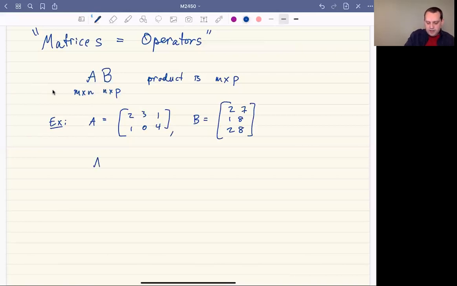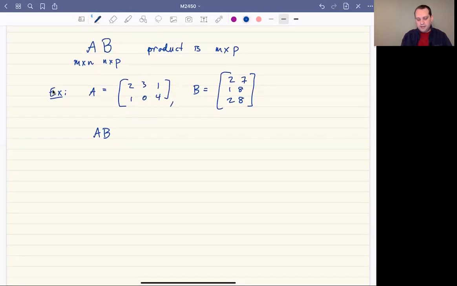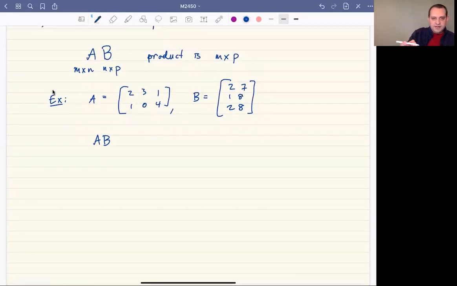And I want to compute A times B and then B times A. And so A, like I said, is a 2 by 3 matrix. B is a 3 by 2 matrix. So if we multiply A times B, we're going to end up with a 2 by 2 matrix. And so the way that this is going to work is we're going to take the rows of A and the columns of B. So we're going to take that product just like we were doing before, 2 times 2, 3 times 1, 1 times 2, and add them all up. So this will be 2 times 2 plus 3 times 1 plus 1 times 2.